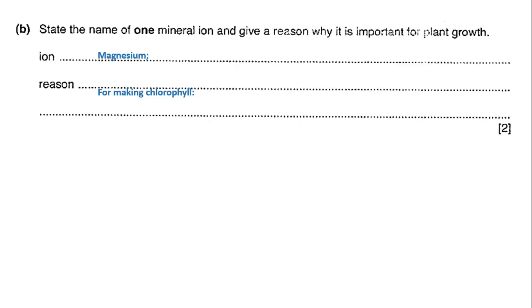State the name of one mineral ion and give a reason why it is important for plant growth. Magnesium, it's a very important ion. Why? Because we learned before that magnesium is very important in making chlorophyll, and chlorophyll is important for photosynthesis.